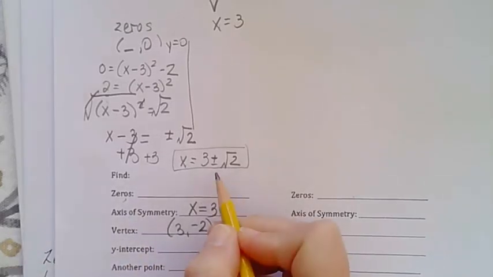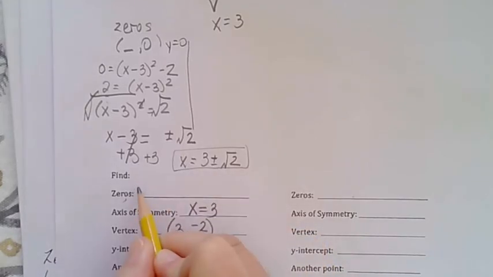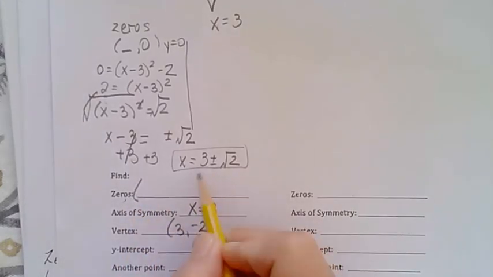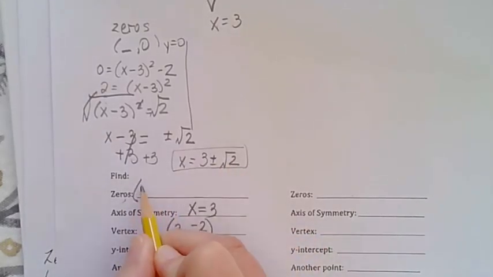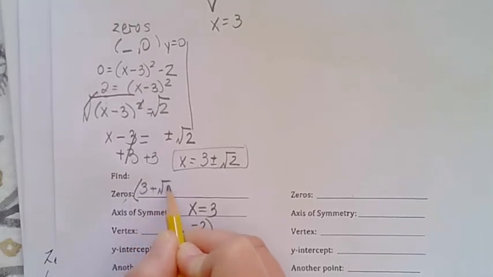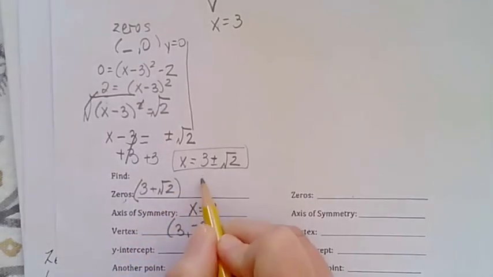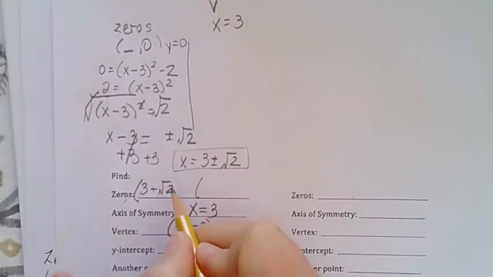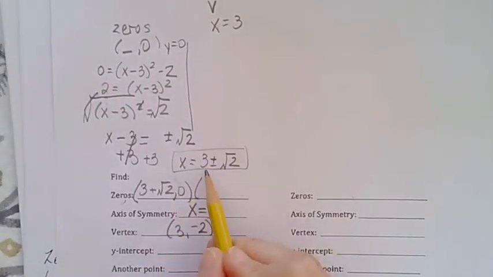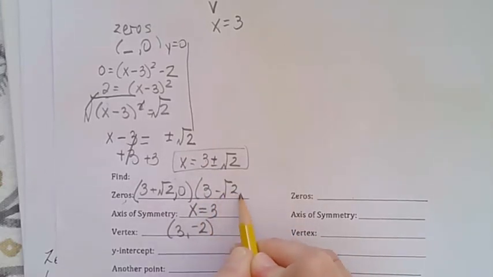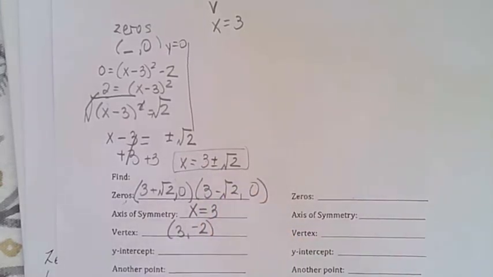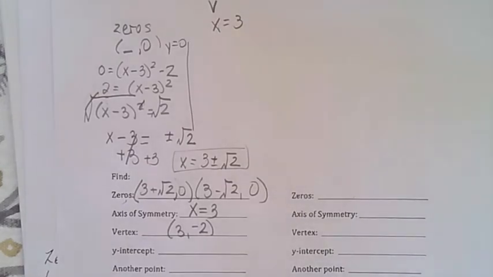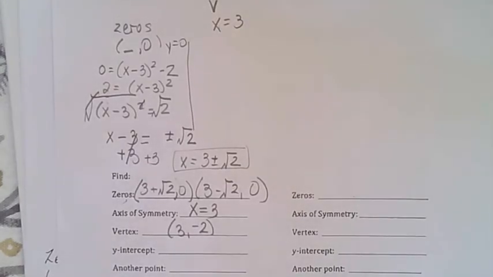Okay, remember this does give you 2 answers. One of your answers is the 3 plus radical 2. And your other answer is, sorry, your other intercept is 3 minus radical 2. Okay. I get that that looks weird to us. Let's see what that's going to look like if I go ahead and graph it.